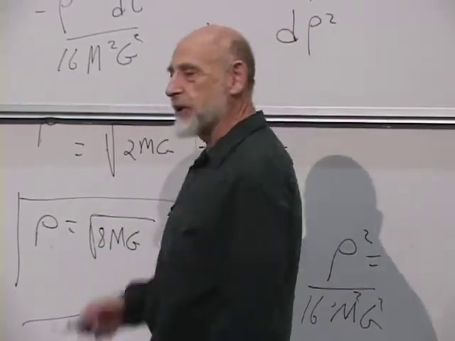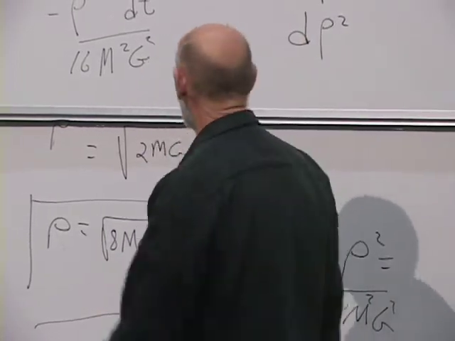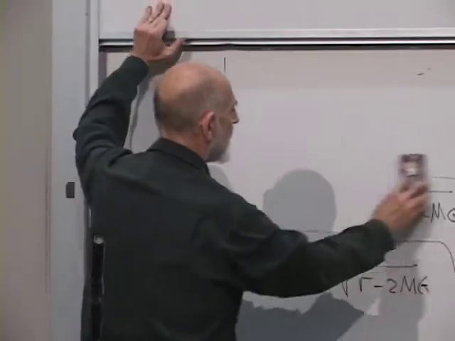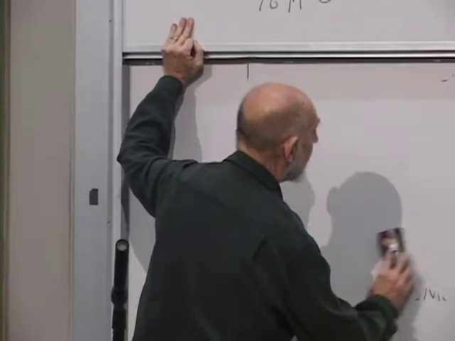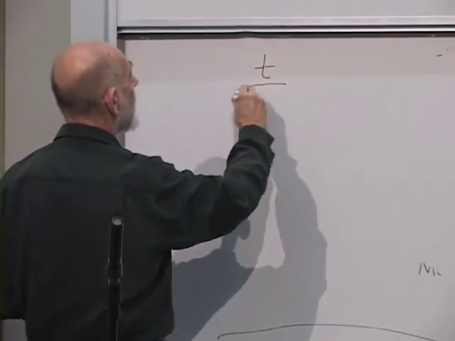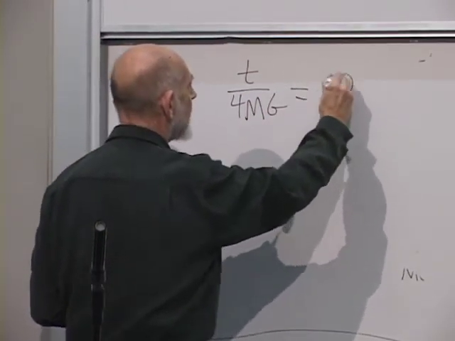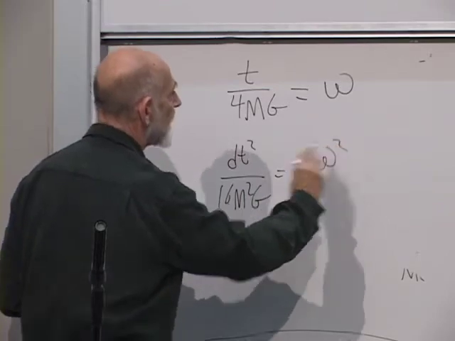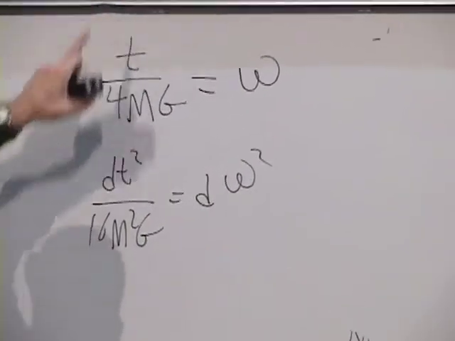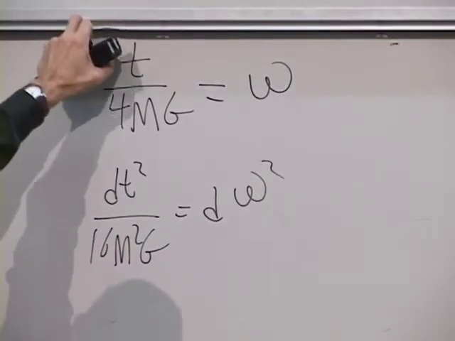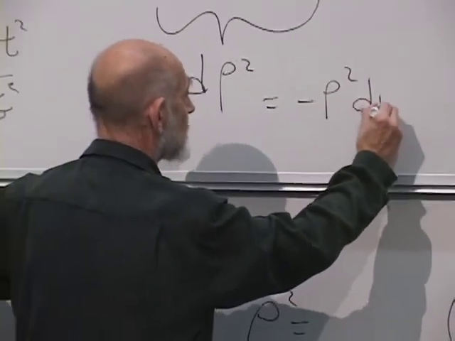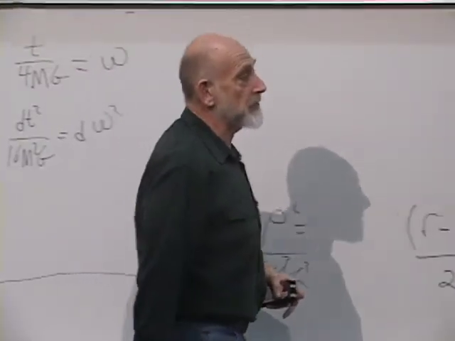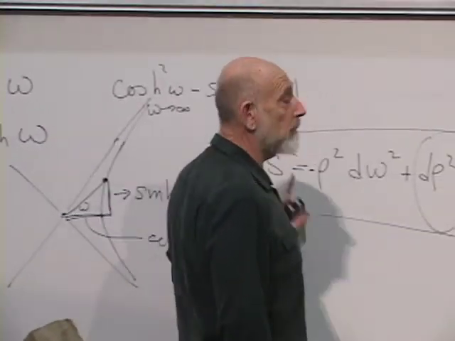Yeah, we say that we've changed the r variable to rho. Now we're going to change the t variable to omega. We've done all of that. Now just say that t over 4mg, call that omega. dt squared over 16m squared g squared is d omega squared. It's just a change of variables by rescaling the time by this factor 4mg. And what do we get then? We get that this is equal to minus rho squared d omega squared plus d rho squared. In other words, we get exactly flat space in hyperbolic polar coordinates.